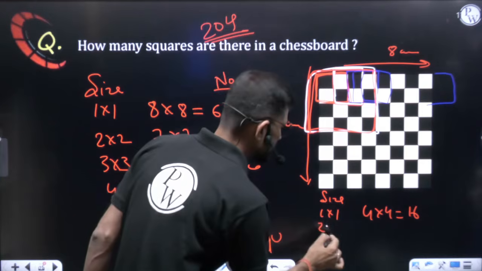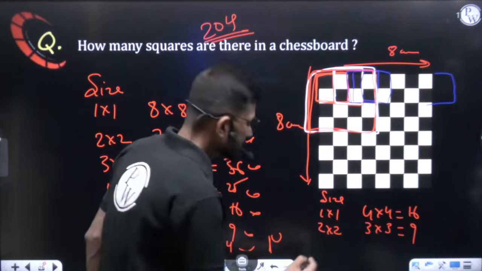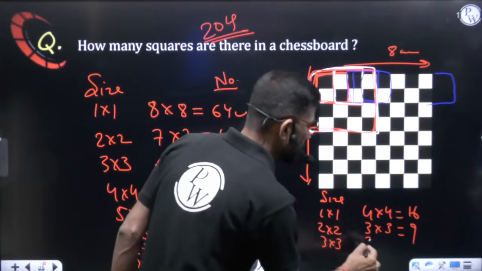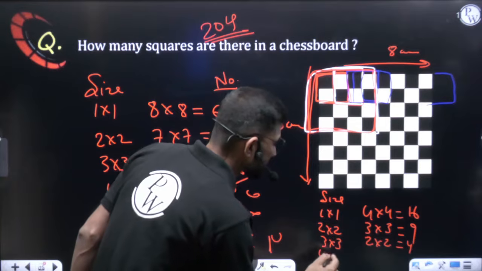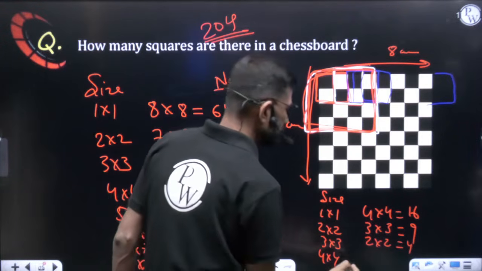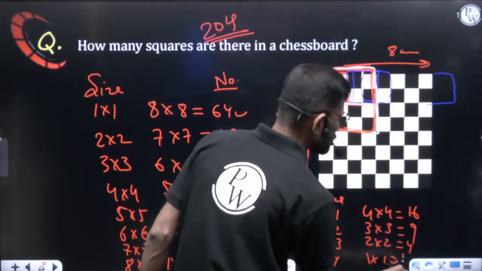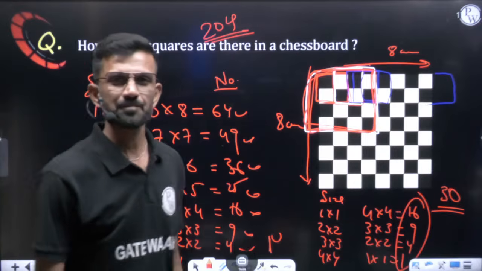The size 2 centimeter by 2 centimeter, how many you will be getting? 3 into 3, 9 squares. The size 3 centimeter by 3 centimeter, how many you will be getting? 2 into 2, 4 squares. And the size 4 centimeter by 4 centimeter, I mean to say 1/4 of chessboard, that is also in the form of a square. That is 1 into 1, that is 1. There are total 30 squares in 1/4 of chessboard.